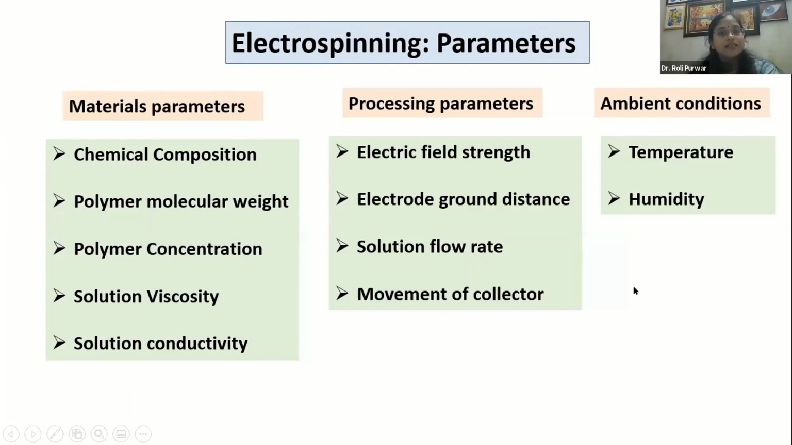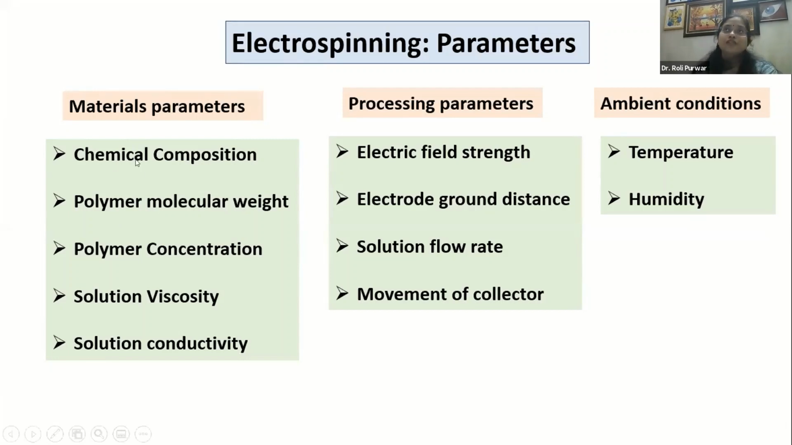Now when we are spinning the fibers, there are some fundamental process parameters which we have to look at, such as what kind of polymers we can have. So there are some material parameters which we have to look at. We have to look at the processing parameters as well as the ambient conditions. These are the three major segments which we have to optimize when we want to develop the electrospun material.